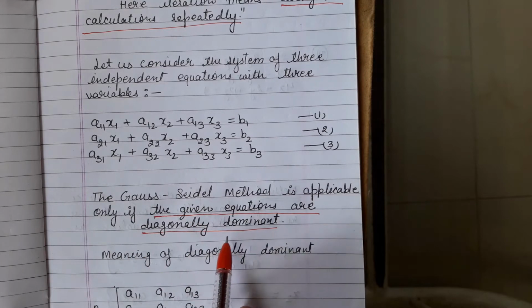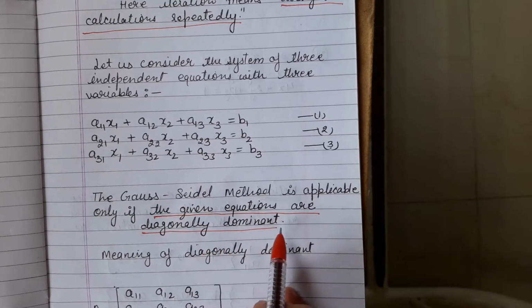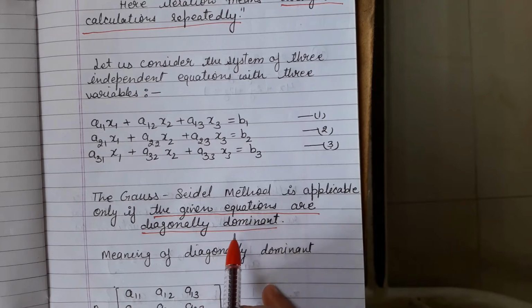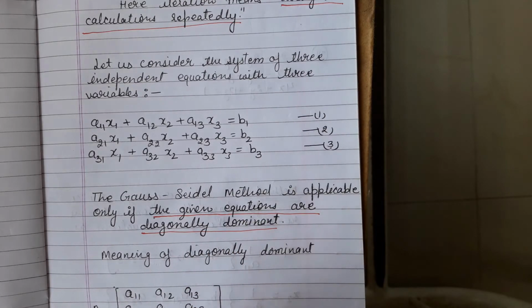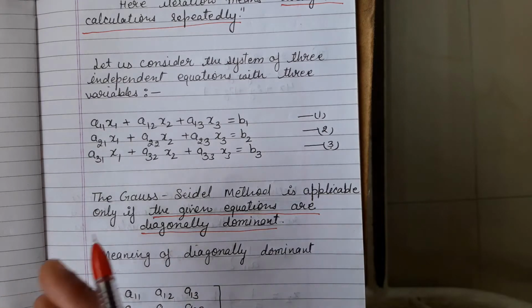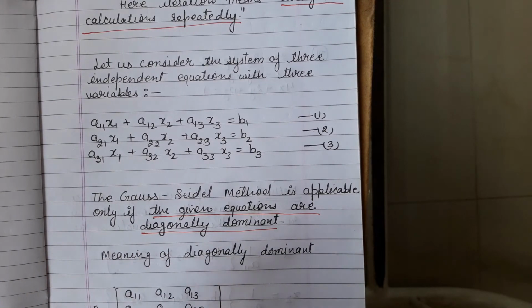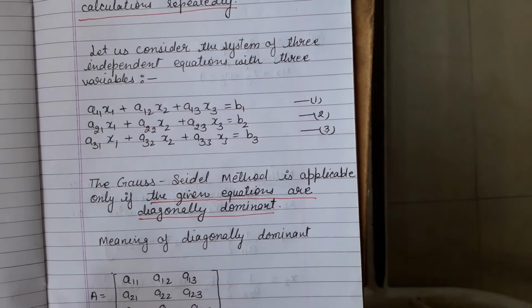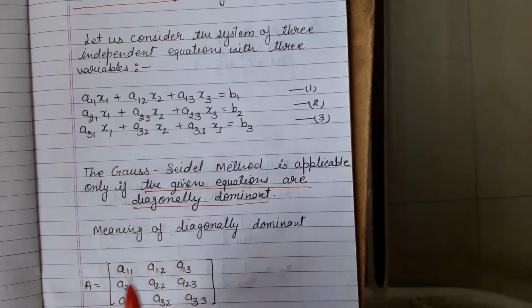Now what is the meaning of diagonally dominant? Let's first understand what dominant means. If we talk about persons, one person who can rule over others, one who by himself is enough for many, then we say that he or she is dominant. So in this case, what is the meaning of diagonally dominant? Diagonally means diagonal elements. The first thing that comes to our mind is the diagonal element.